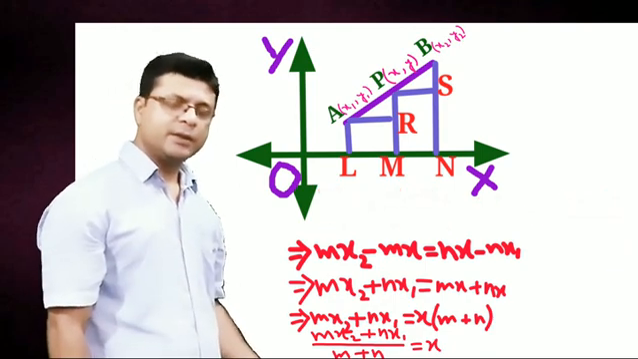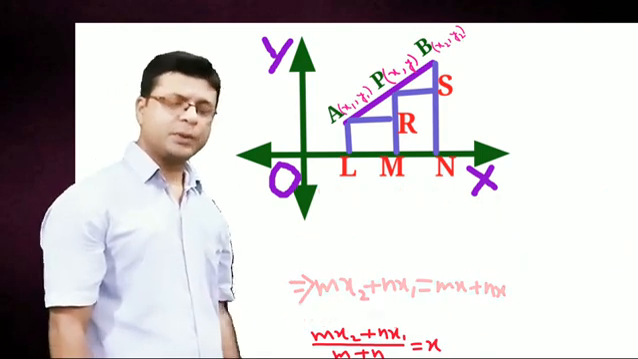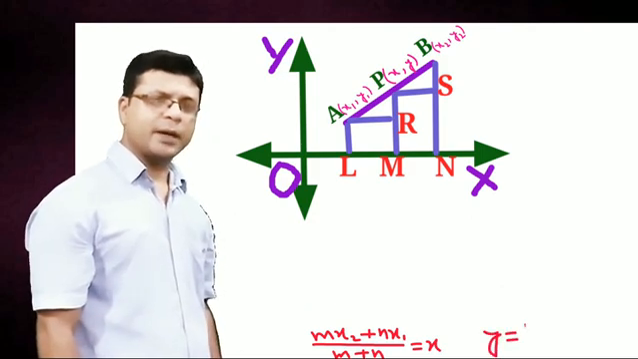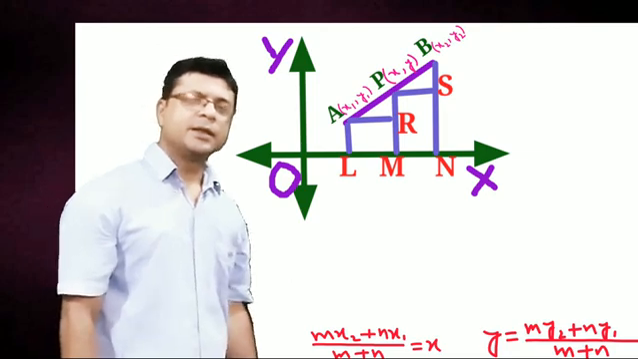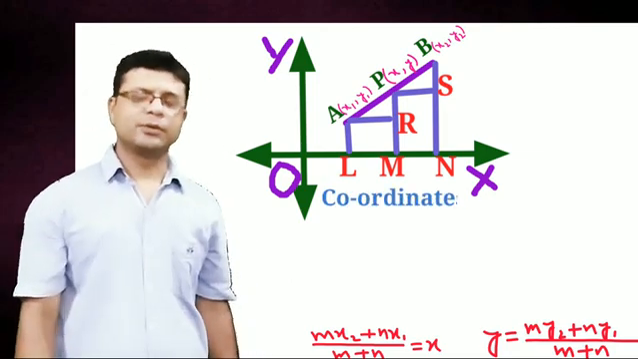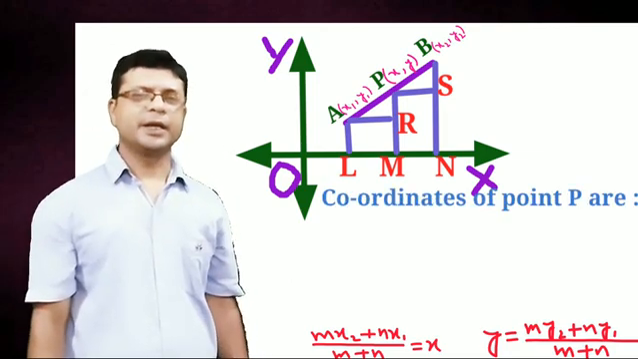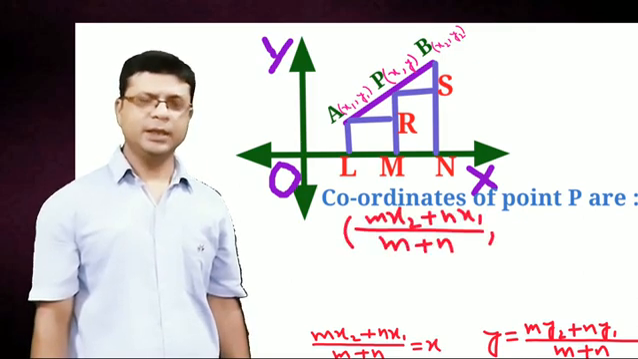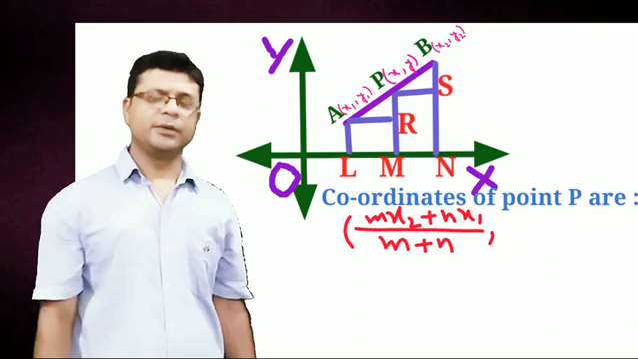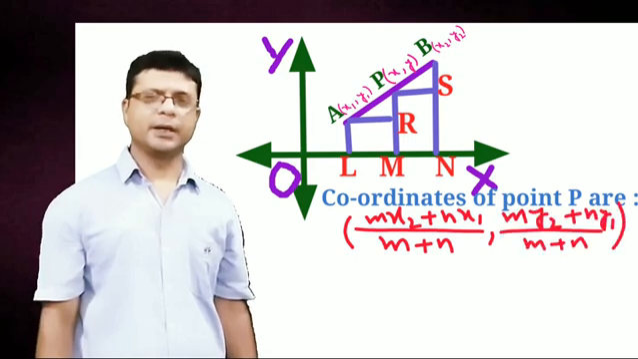Similarly, we can derive that y is equal to my2 plus ny1 divided by m plus n. Dear students, so the coordinates of point P are x equal to mx2 plus nx1 divided by m plus n, and y equal to my2 plus ny1 divided by m plus n.